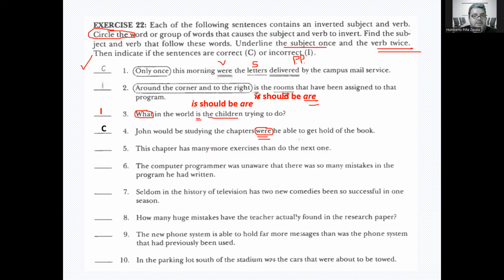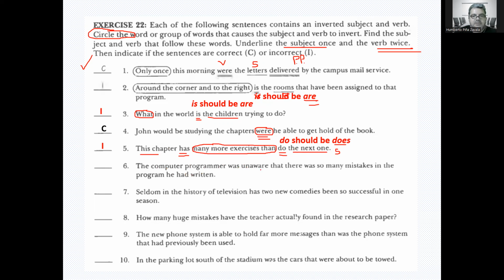This chapter has many more exercises than, this is a comparison, so we got this chapter has many more exercises than do the next one. Now the next one is a singular subject, so this should be a singular verb. It should be does. This chapter has many more exercises than does the next one.